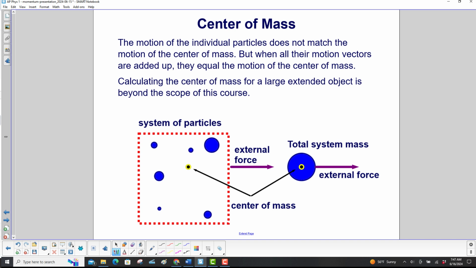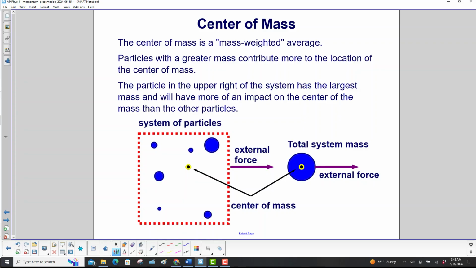The motion of the individual particles does not match the motion of the center of mass. Right? This could be going this way, this could be going that way, but when all their motion vectors are added up, they equal the motion of the center of mass. And again, the center of mass is not a real object, right? It just is acting as a stand-in for all these different particles moving in different directions. Calculating the center of mass for a large extended object is beyond the scope of this course.